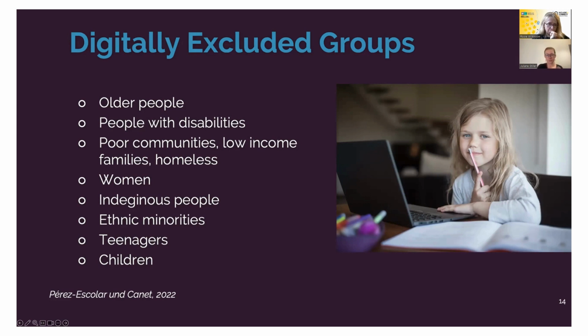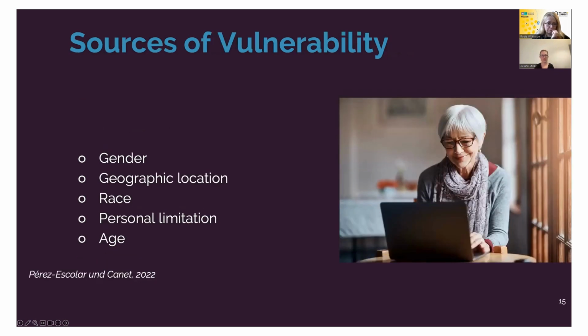And all these groups might have to deal with one or more sources of vulnerability. And these sources of vulnerability, also coming from this paper, are gender, geographic location, race, personal limitations, and age. And of course, these sources of vulnerabilities are also affecting other factors, such as your education, your income, your health. And all this has also to do with how you can walk through the digital realm.